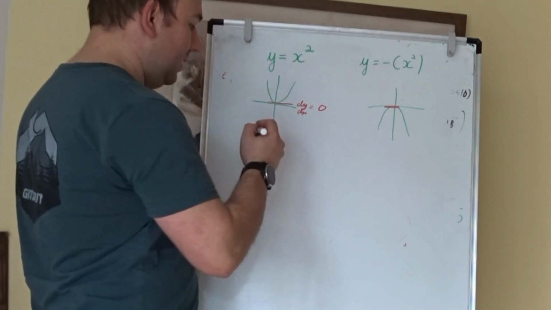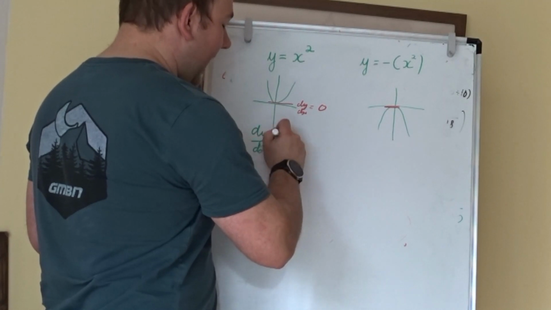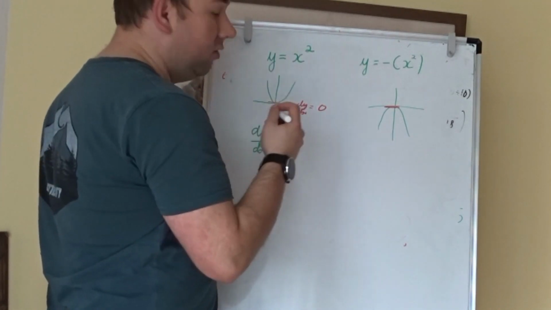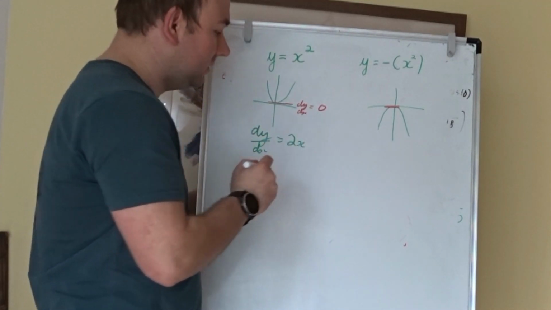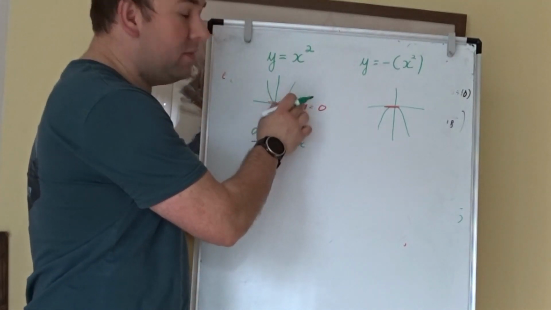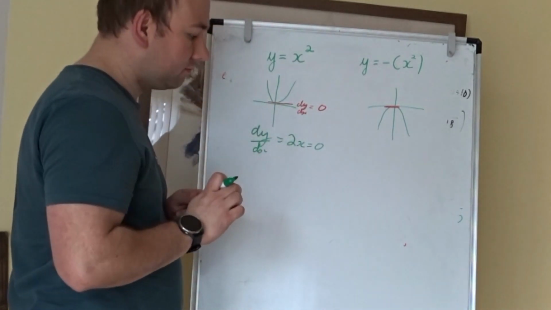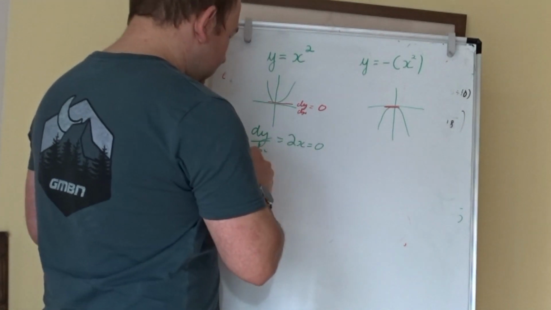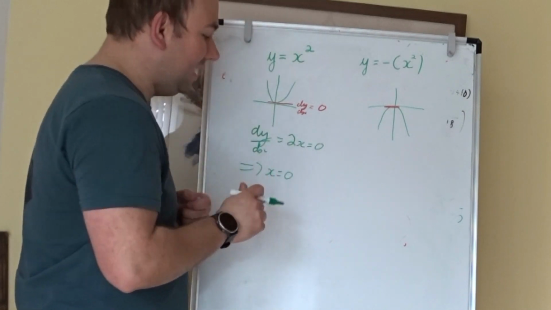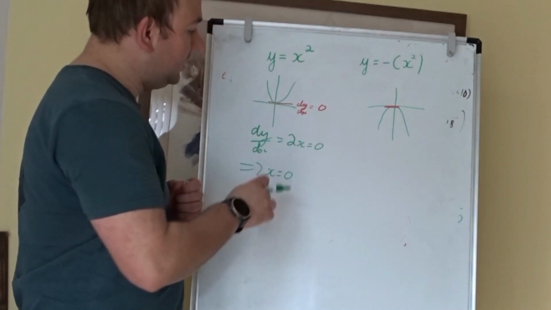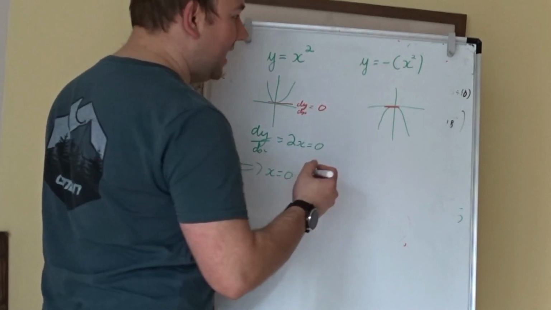So the way this is done is if we do dy by dx of this, from our rules of simple differentiation, this is going to be equal to 2x. And we know that at a minimum or maximum, this is going to be equal to 0. Which means this is going to give x is equal to 0. So we know that one of these turning points is going to be at x equals 0. And I can do the same for this, and hopefully it should give the same answer.